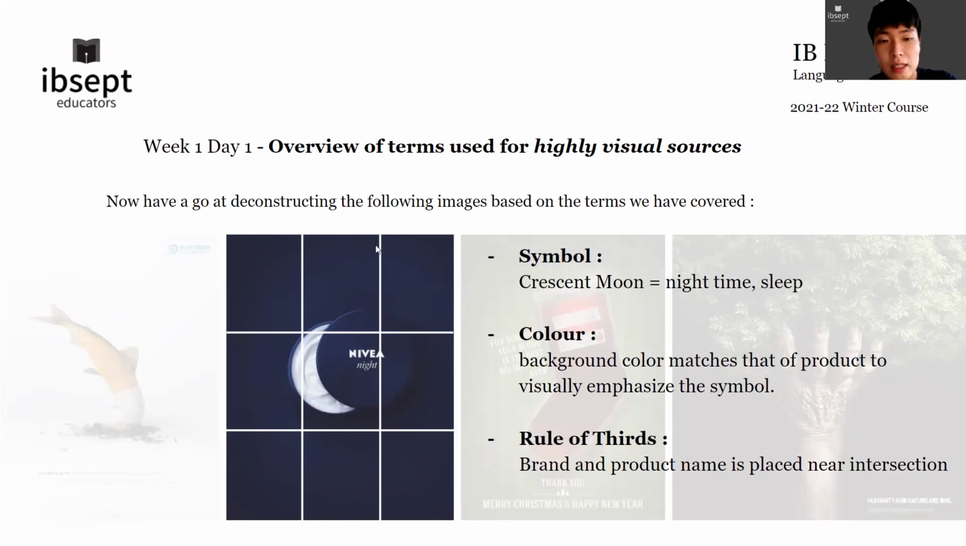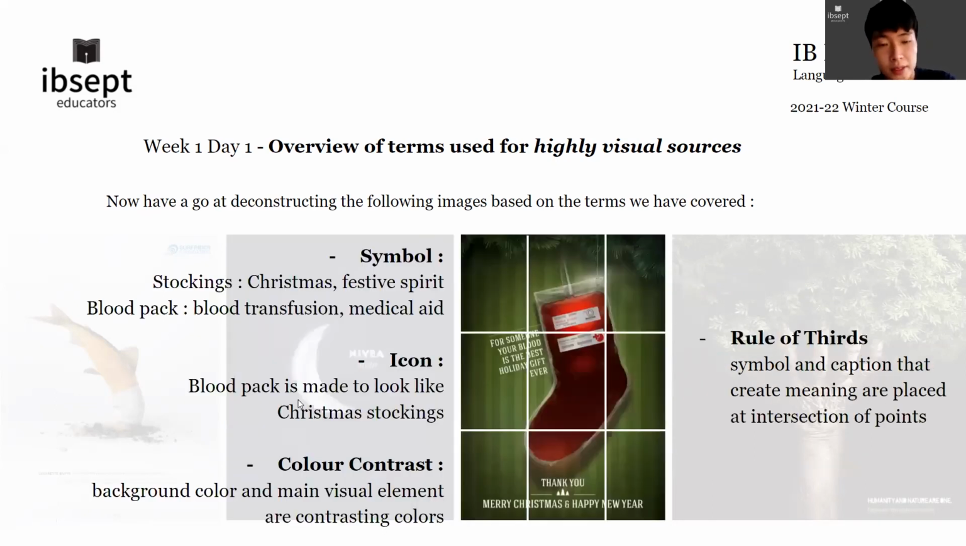And lastly, if we divide up the image according to the rule of thirds, you can see that the brand and the product name is placed near the intersection. So yes, this image is also abiding to the rule of thirds. Moving on, the third image has 4 different elements at play.